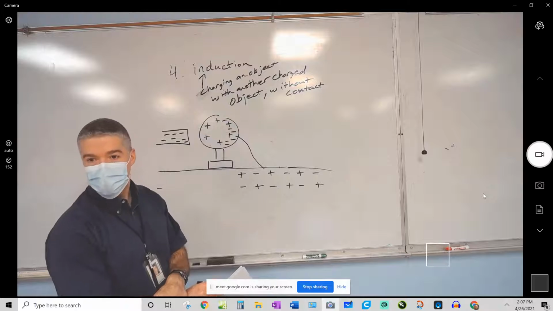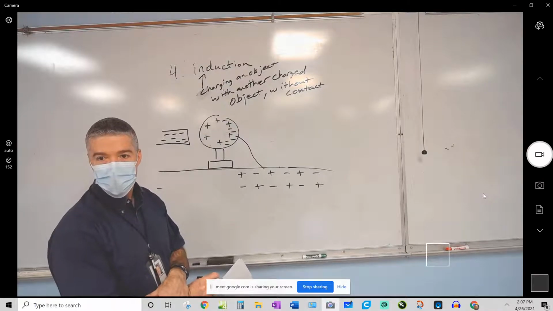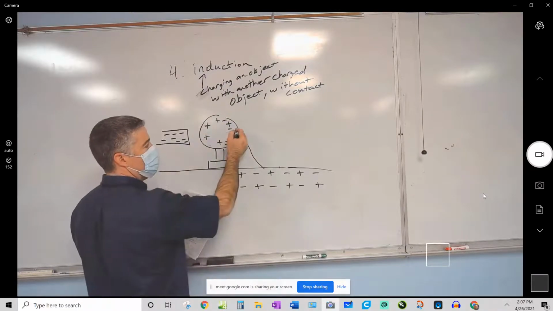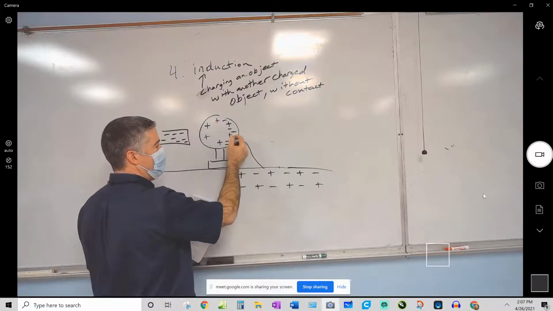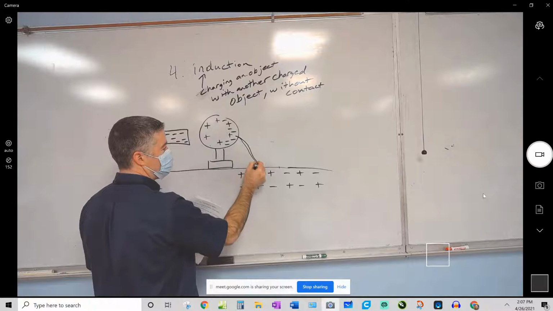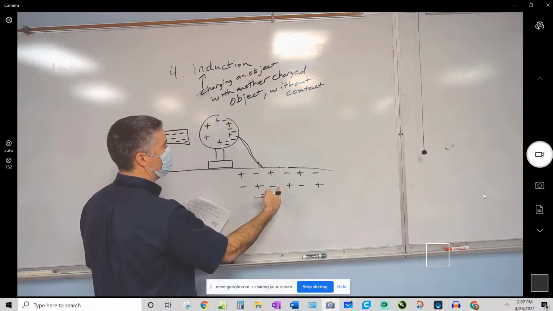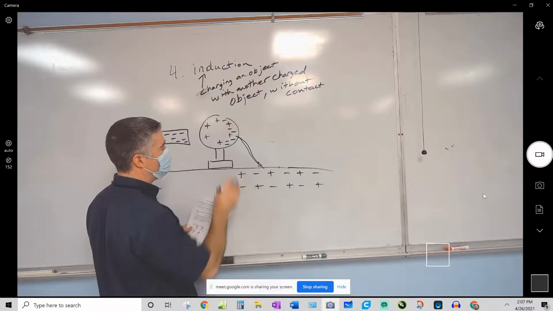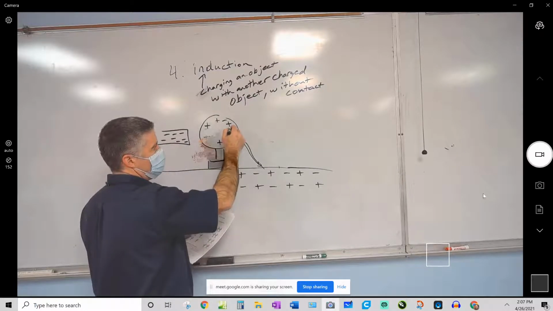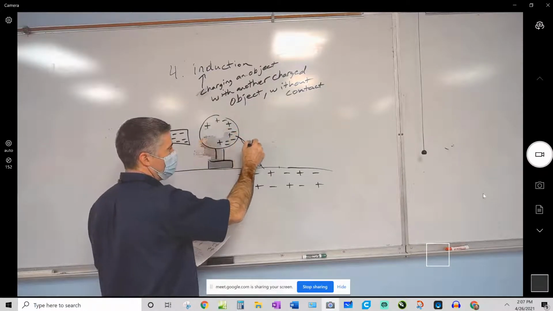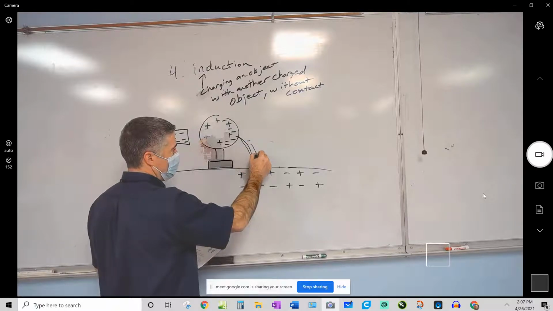Would you say from the ground or to the ground? To the ground, right. Here, there are a bunch of negatives all concentrated together, and they're going to move to a place where their concentration is lower. This pushes them to that side, but then they push away from one another, and some of them are going to go down here into the ground.